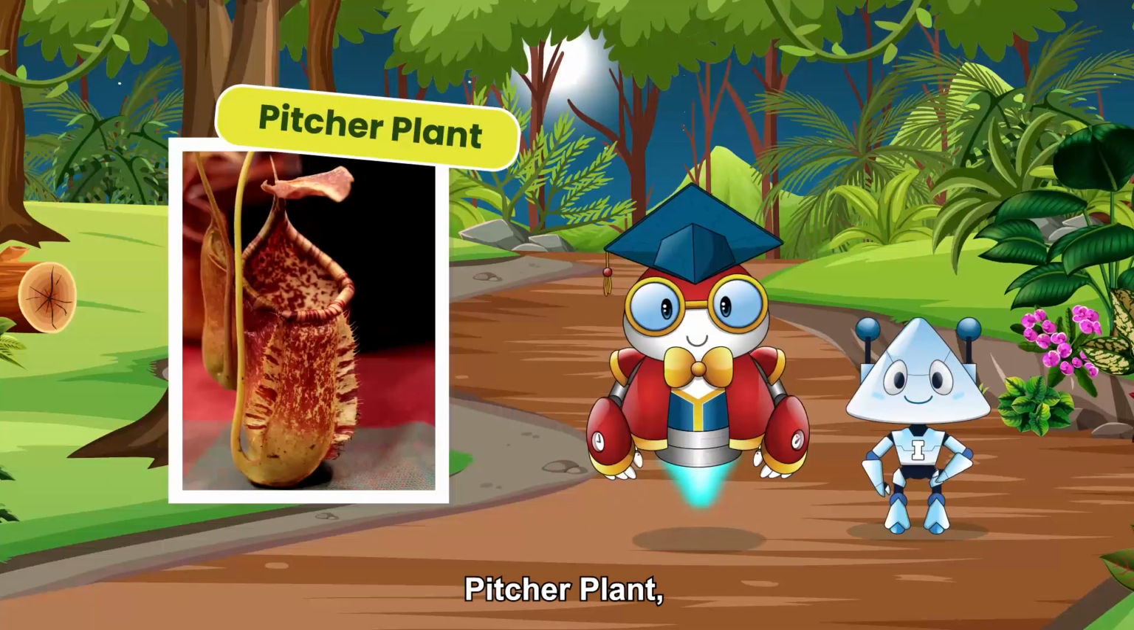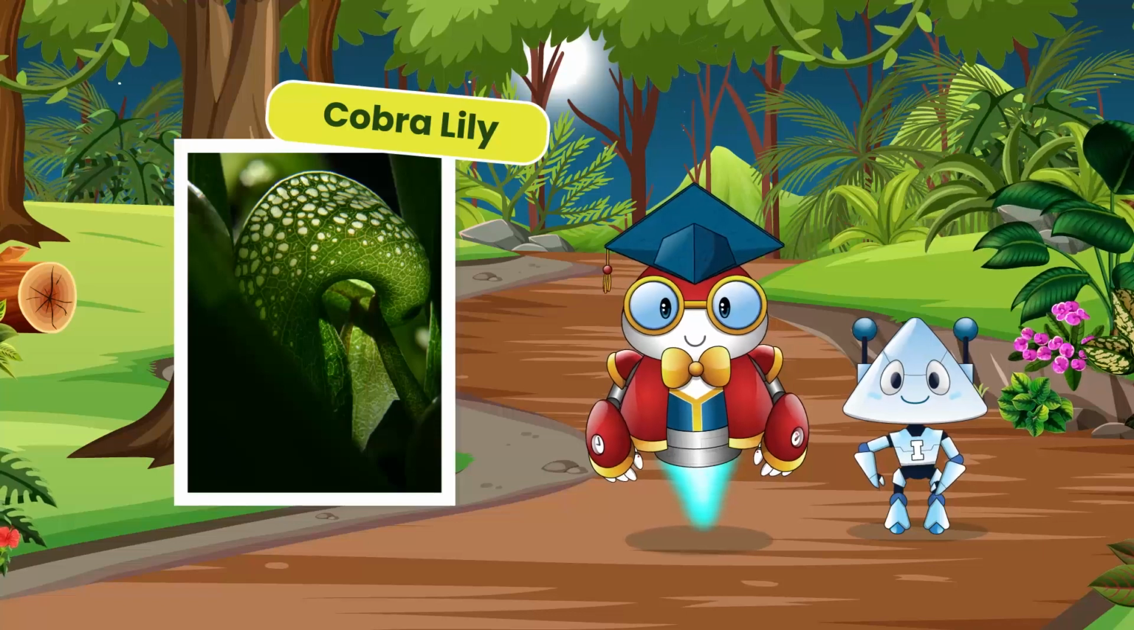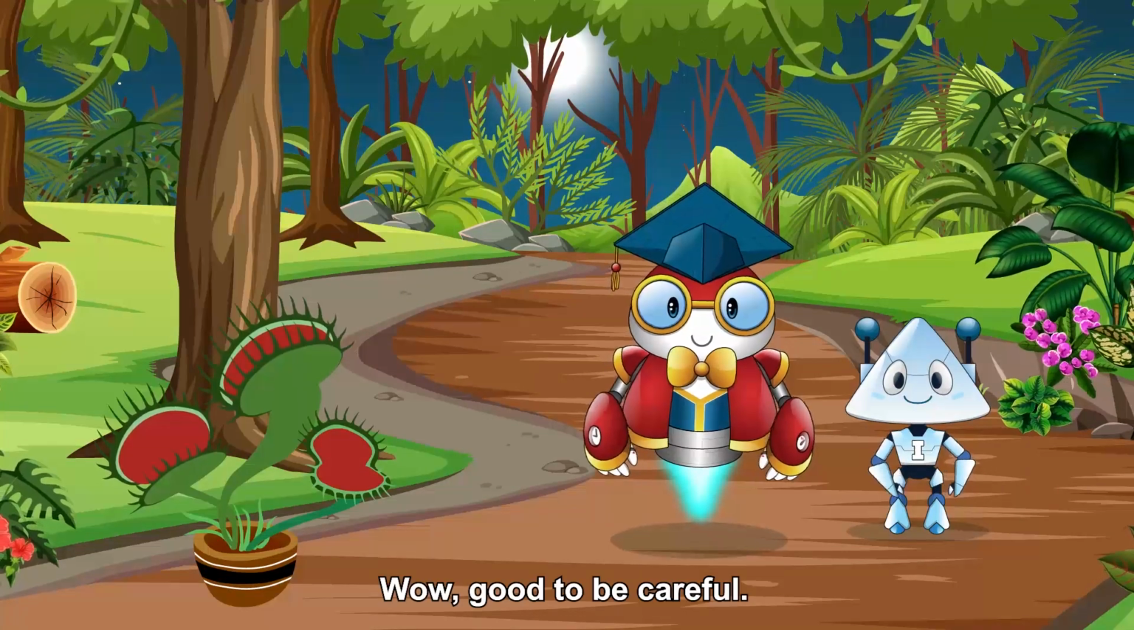Some common carnivorous plants are Venus flytrap, pitcher plant, butterwort, and cobra lily. Wow, good to be careful.